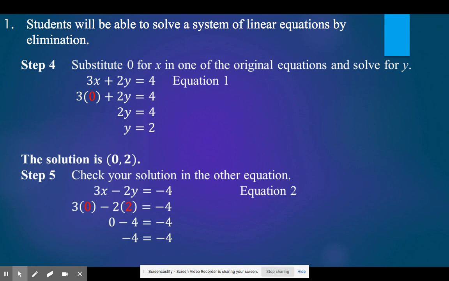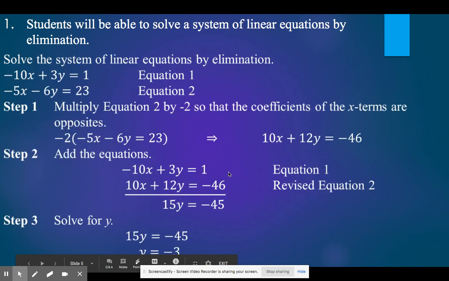Step 5, let's check just to ensure we are correct. Let's go ahead and use equation 2 just to switch it up. 3x minus 2y equals negative 4. Substitute out x for 0. Substitute out y for 2. And then solve. 3 times 0 is 0. Negative 2 times 2 is going to give you negative 4. So 0 minus 4 is just negative 4. And negative 4 does in fact equal negative 4. So we are correct with our answer.